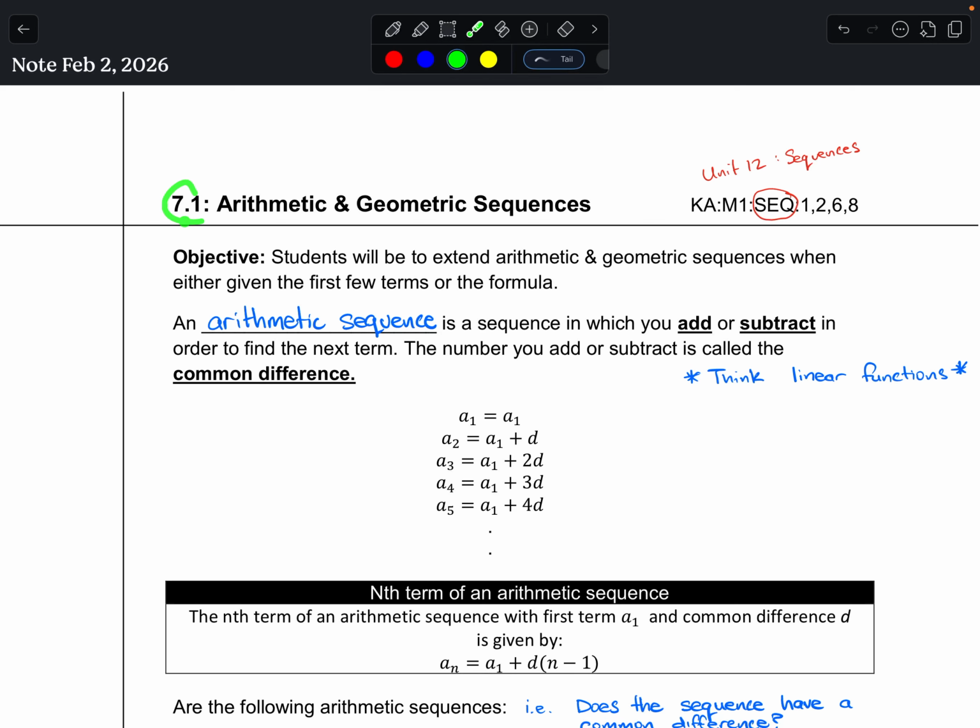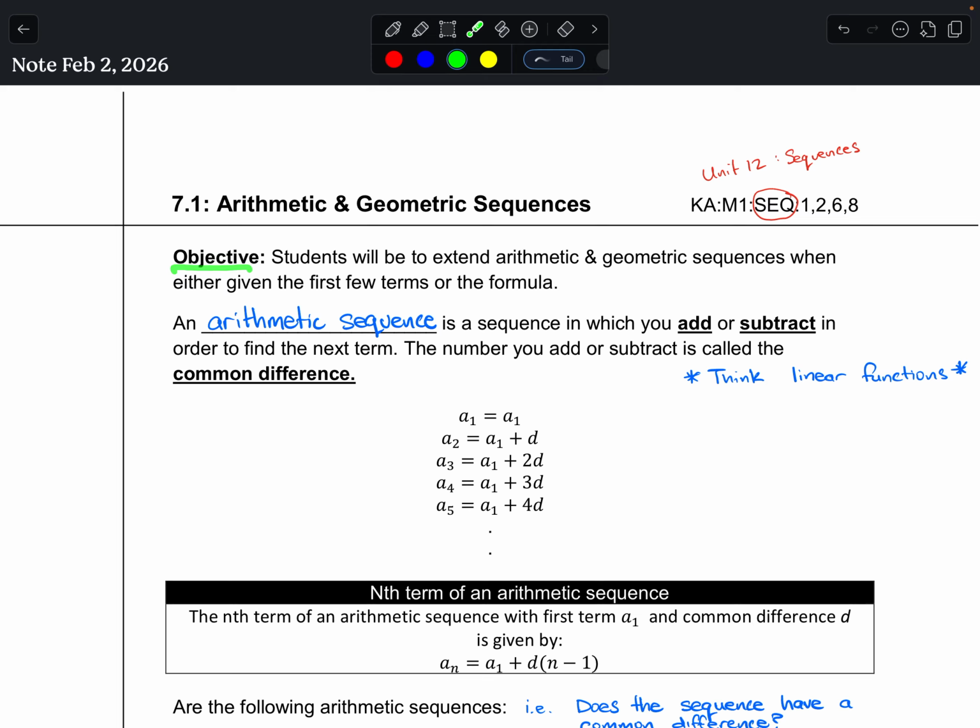All right, this is lesson 7.1, Arithmetic and Geometric Sequences. At the beginning of chapter 7, we will be working on unit 12 in Khan Academy, which is about sequences. We'll cover these 4 skills, and after we touch on those skills, the rest of chapter 7 will actually be not in unit 12, but rather unit 14, which is about exponential growth and decay. But let's talk about sequences for today.